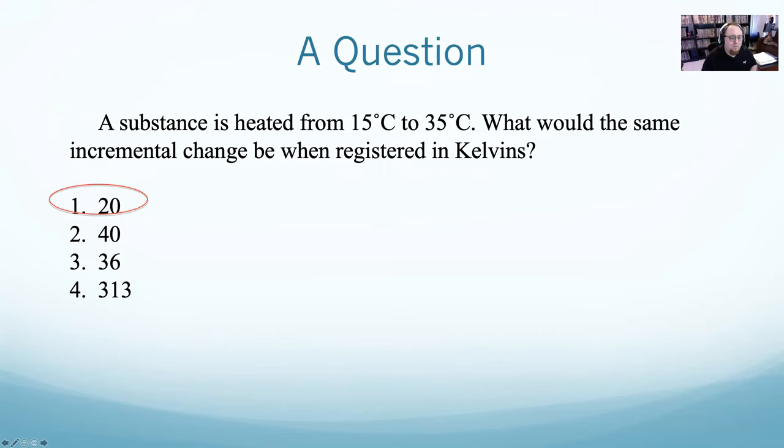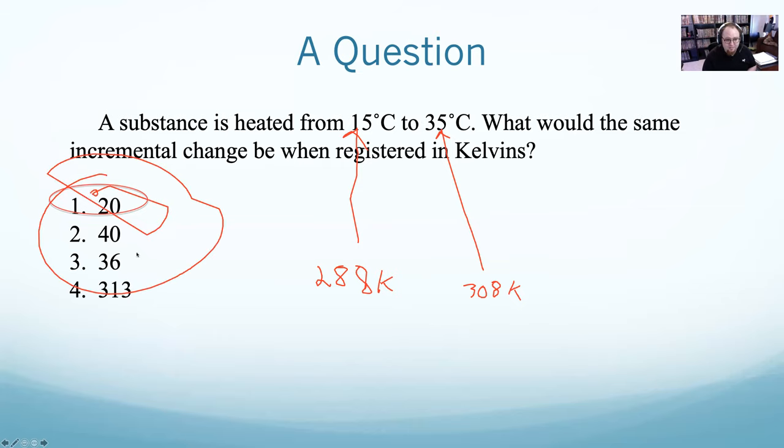Because for the change in temperature, the temperatures aren't the same. 15 degrees Celsius, adding 273, is 288 Kelvin. 35 plus 273 is 308 Kelvin. But if I subtract those, you still get 20. When doing a change in temperature, it's fine to work in Celsius because the conversion is just adding a number, so it will be the same on either side.